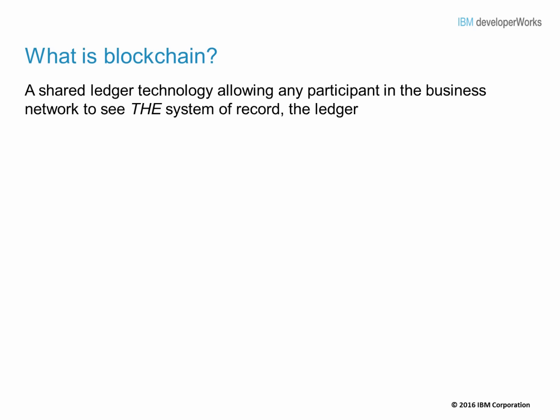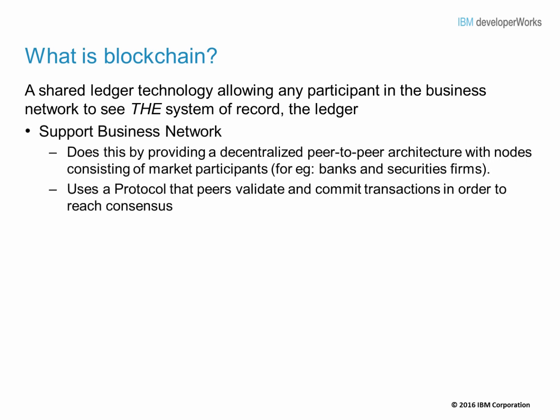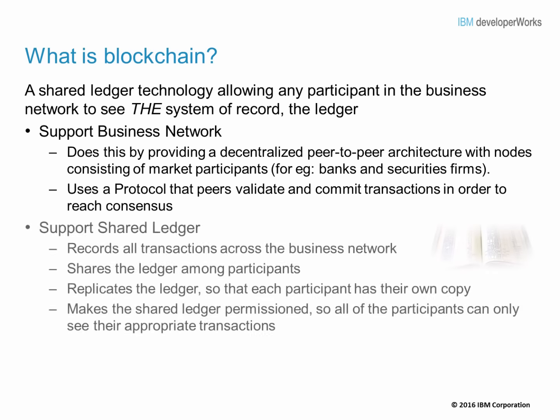The first one is to support the business network. Blockchain does this by providing a decentralized peer-to-peer architecture with nodes consisting of market participants, for example, banks and security firms. Blockchain also uses a protocol that peers validate and commit transactions in order to reach consensus. The second one is how it supports shared ledger. Blockchain acts as a source of truth for businesses doing transactions.